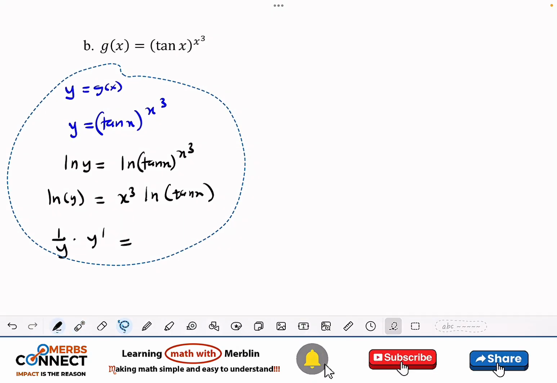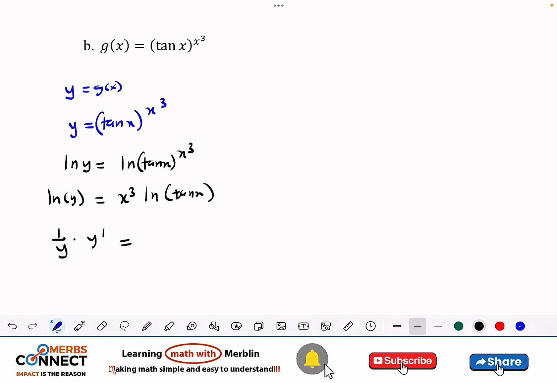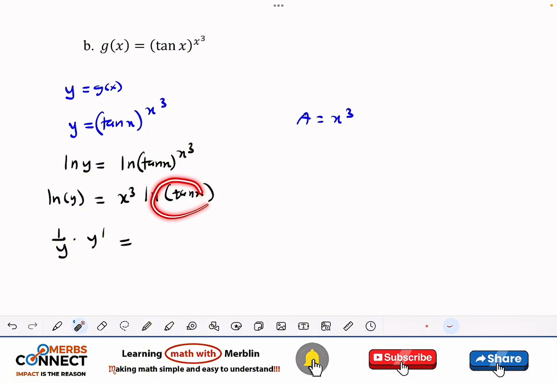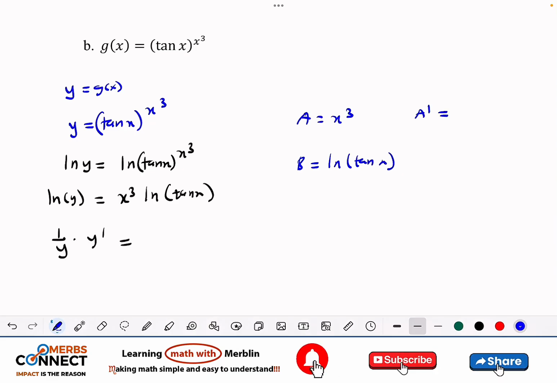So let me use the product rule. Since this is product rule, let me pick my a to be x to the power 3 for this one, and my b to be this, which is the natural log of tan of x. So what is a prime? Using the power rule, we are going to have 3x squared. And then what is b prime?